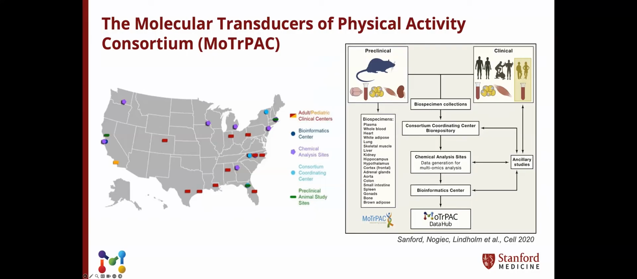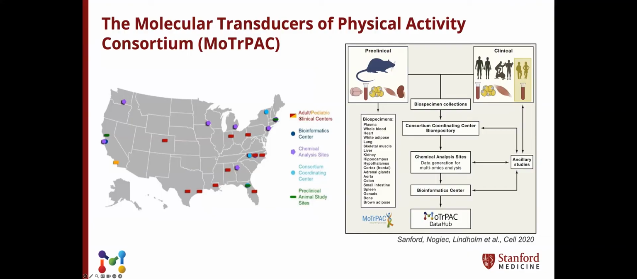So let's get into what MoTrPAC is and what we hope to contribute in this field. So MoTrPAC is a multi-center NIH Common Fund project. It started at the end of 2016, and the sites are distributed across all of the US. It's divided into a preclinical phase that focuses on rats. So primarily rat studies, and you can see some of the preclinical animal study sites that have conducted those studies in green there. There's also then a clinical phase with human data.